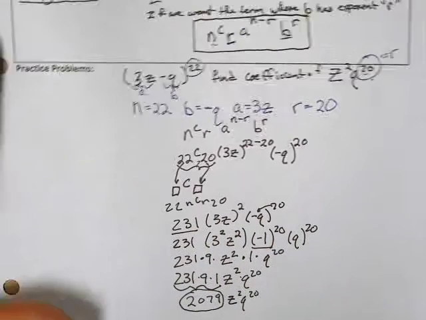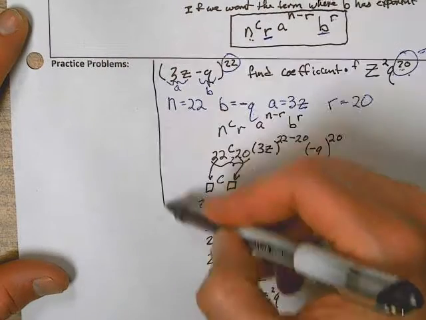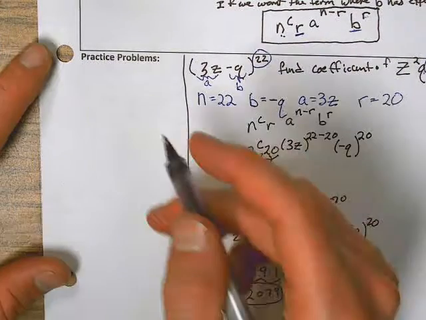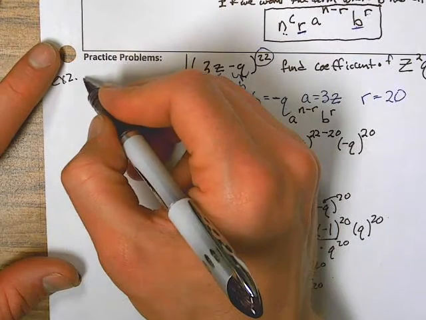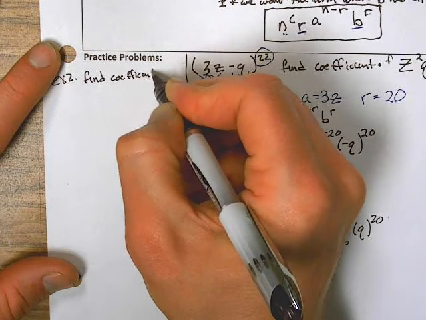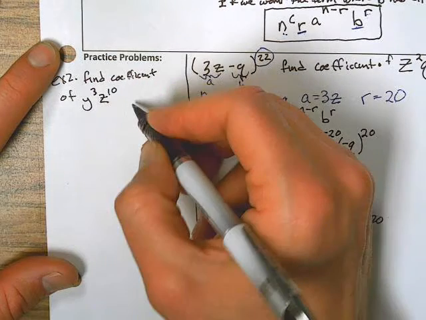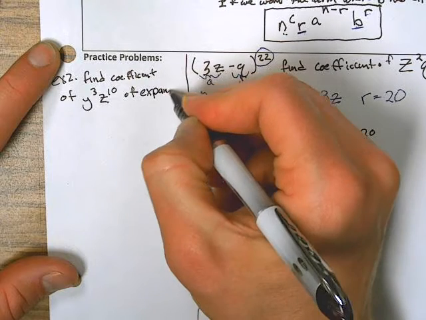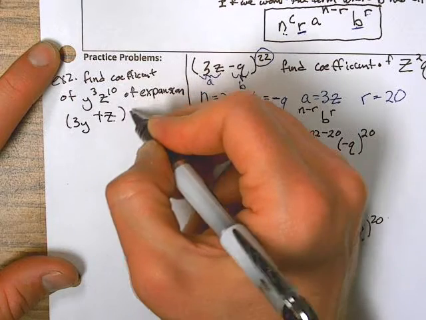Now, just as a quick bonus, if you're looking at that and you're like, man, that was a little tricky, let's just jump right to doing another problem like that, maybe just a little bit faster, and I'll show you how to use the formula, okay? So example 2, let's say I want to find the coefficient of your y cubed z to the 10th of the expansion 3y plus z to the 13th.